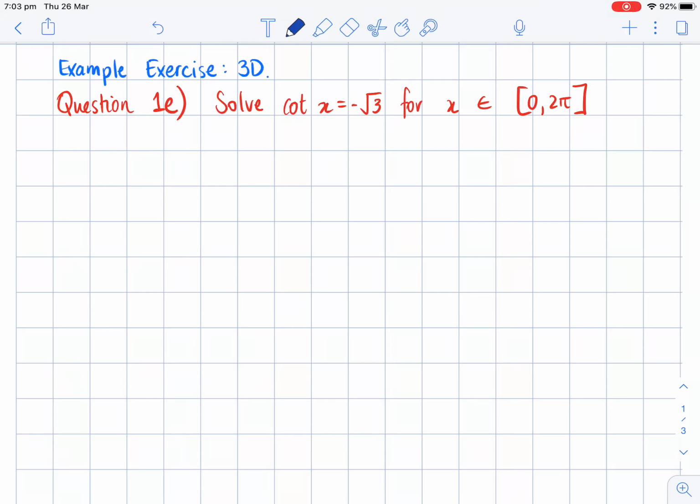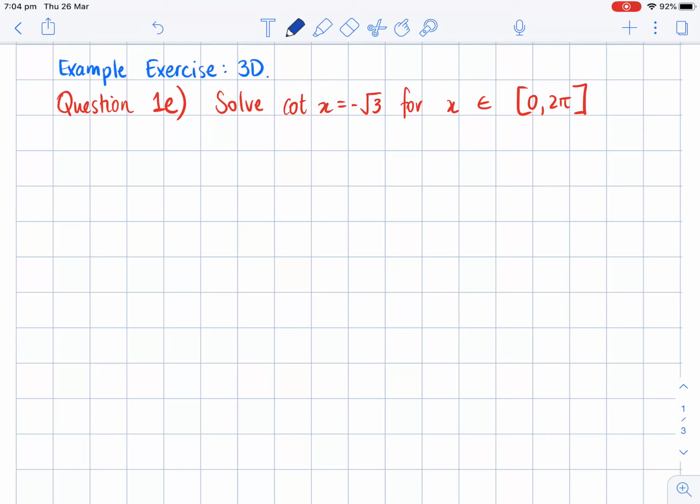Alright, so the first example I want to run through for exercise 3D, solving trigonometric equations or circular functions. We've kind of learnt all of this stuff in methods, but the only difference in specialist is we mix it up a bit and try and confuse you as much as we possibly can, because that's what they love to do in spec. So we start to throw in things like cot, sec, cosec, and also inverse circular functions as well.